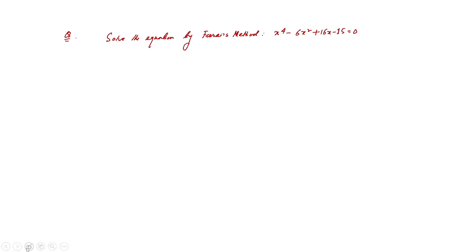This is also type 1 because here the coefficient of x cube vanishes. So type 1 and type 2 are based on the coefficient of x cube. Now we'll come to the problem. So here is the solution. First you write the given equation. This is your step 1. The given equation is x to the power 4 minus 6x square plus 16x minus 15 equals 0. This is your equation 1.